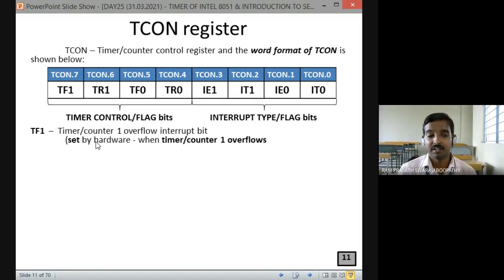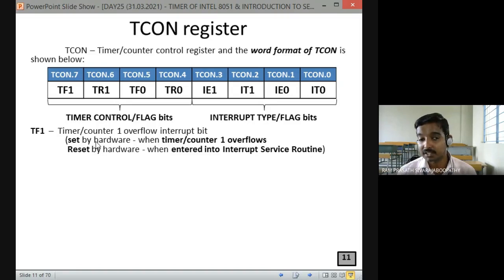Fine. What about reset? Yes, it is also reset by the hardware. When is it going to reset? When an interrupt occurred, it has to be serviced, correct? When timer overflow occurred, that interrupt has to enter into the service program. At that point of time, automatically this bit will get reset. So this bit must not be set or cleared by the programmer. It is set or cleared by the hardware only. Is it clear to everyone?